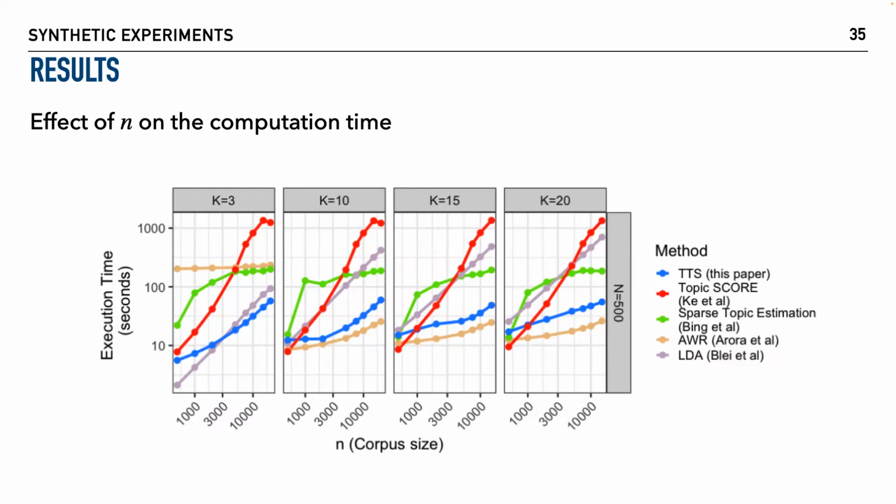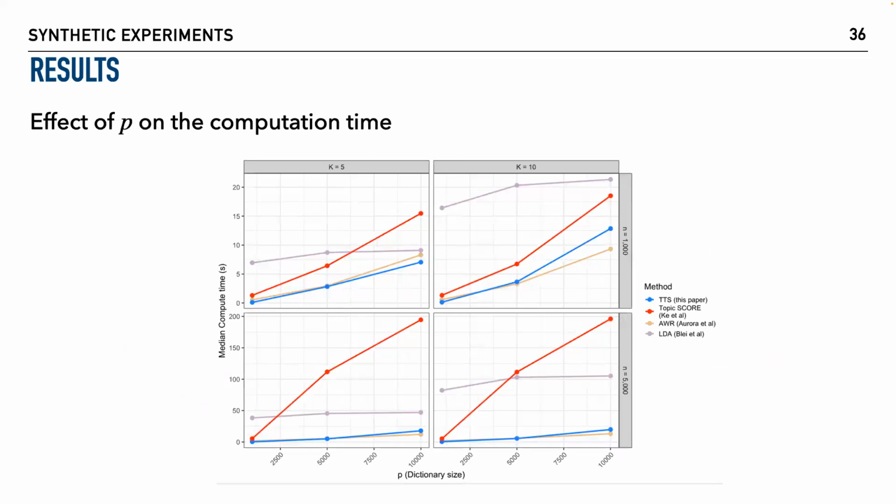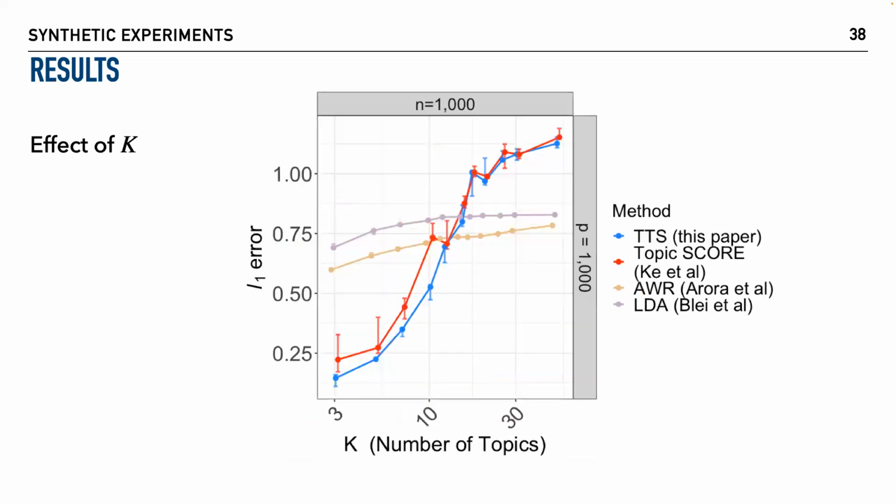So here I'm trying to show the effect in terms of execution time, which is a mix of us working on a smaller matrix plus maybe some stability of the SVD. We see that typically the Topic Score method, the red method, has a computation time that increases quite substantially. This is as a function of the corpus size and the number of topics, but the same thing happens as the dictionary size increases as well, which is what we expect. Okay, I'll just skip over a little bit.